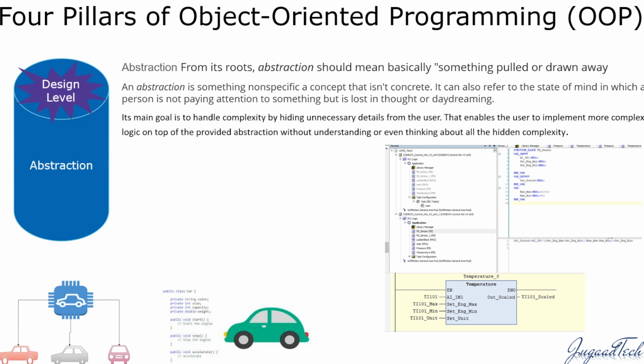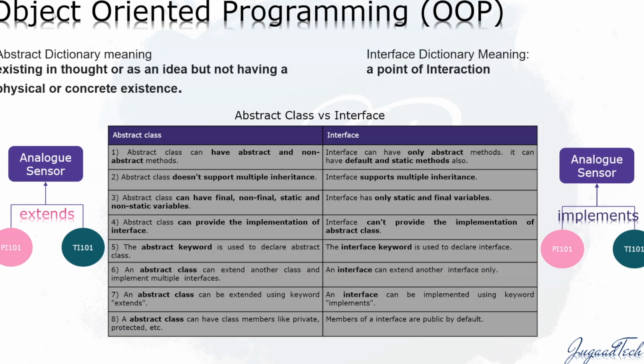For example, the scaling part. The example I have given is the FBS sensor scaling. Users don't need to know how exactly the scaling is done. They will use the FBS sensor scaling block and just provide the input and output. Hiding the data is also something we did in encapsulation, correct? I will talk about that further, but let's first understand how abstraction is implemented.